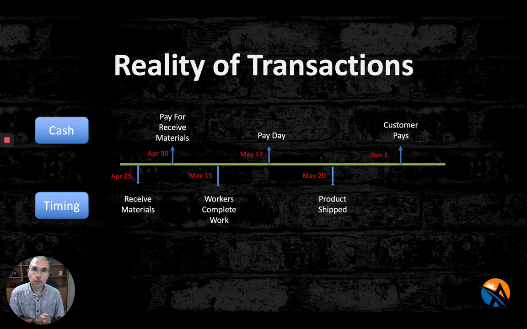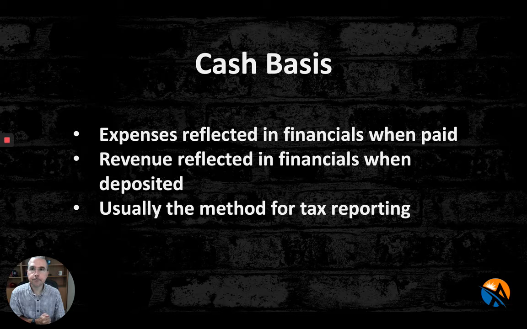So let's start with cash basis of accounting. Cash basis records the expenses and records the revenue when those transactions occur. So expenses are recorded when they're paid. That's when you would reflect them in your financials. And the revenue is recorded when you deposit it. It's mainly utilized for the tax basis of accounting, but businesses will use that as well.